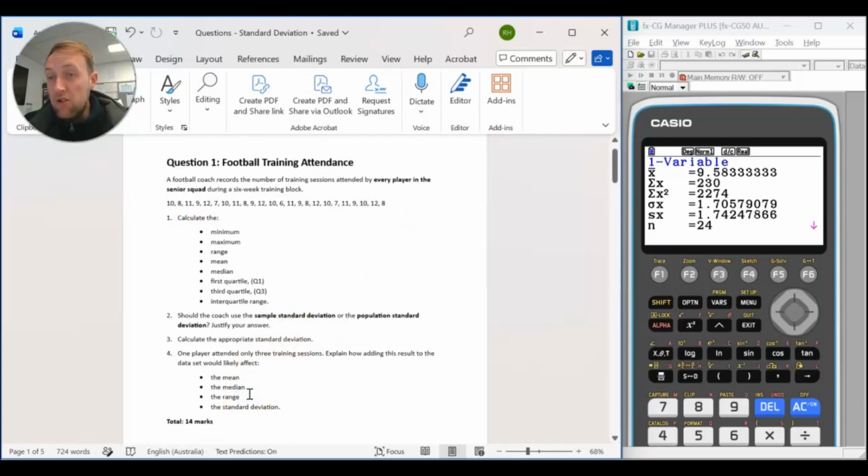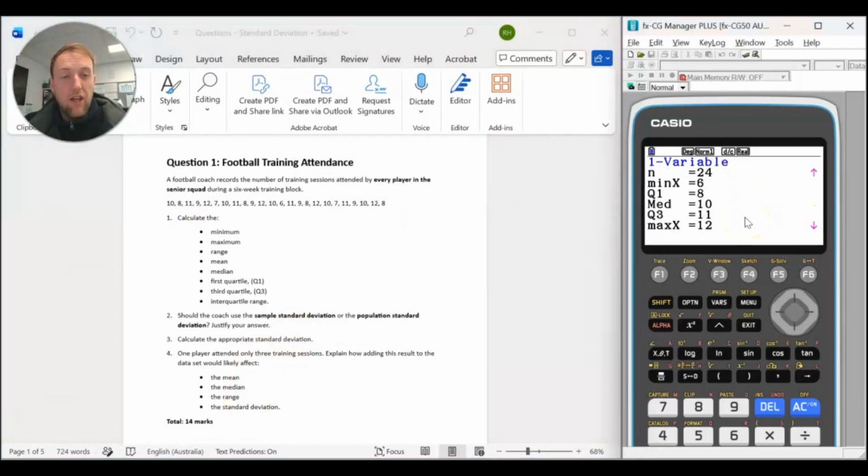The range will dramatically change, because our maximum is 12 and our minimum is 6. That minimum is now changing from 6 to 3, so we're increasing our range by 3. It's now 9. And the standard deviation would change a little bit too, because now our data is more spread out. Like we saw with that little diagram before, when the data points are more scattered throughout the graph, the standard deviation is going to increase a little bit. So those are the effects it would have.